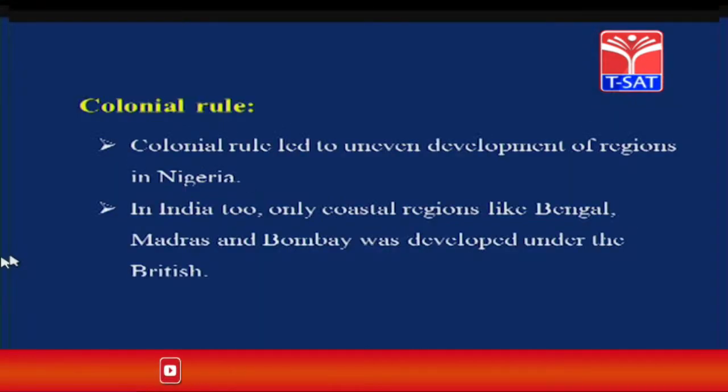Children, let us see the condition of colonial rule in Nigeria under the Britishers. Colonial rule led to uneven development of regions in Nigeria. It happened even in India also. When Britishers were ruling India, they made Bombay, Madras, Kolkata the main centers for their industrial purpose and they developed these regions and ignored the other places. In the same way, even in Nigeria, they developed a few centers and ignored the other places. So, this led to uneven development in Nigeria. There was not equitable development in this country.